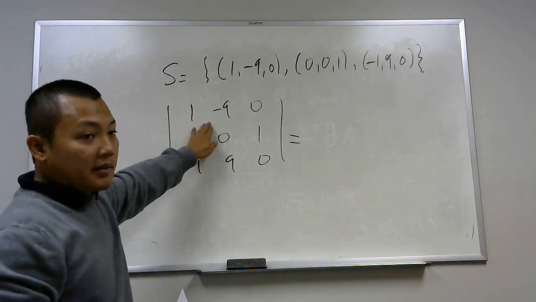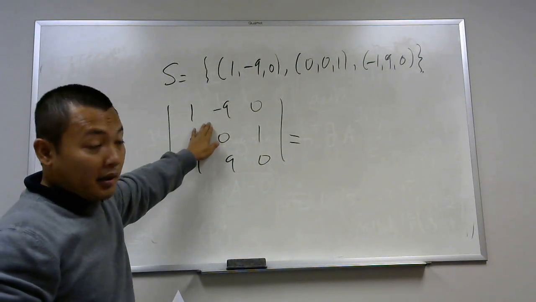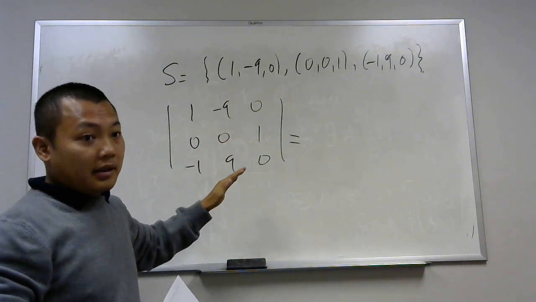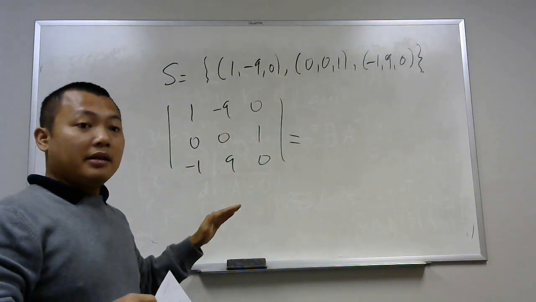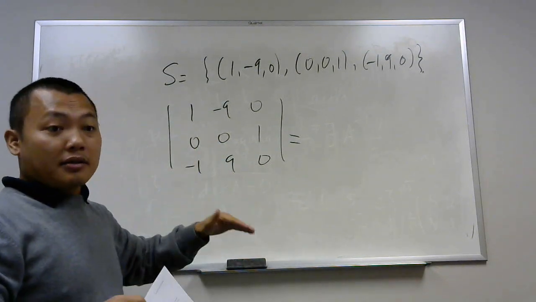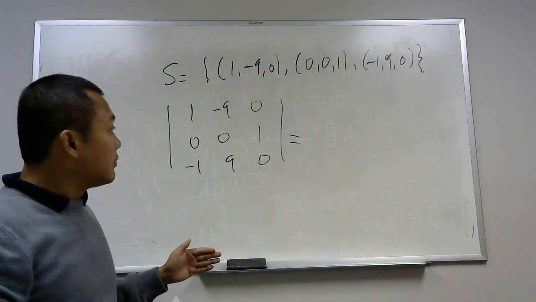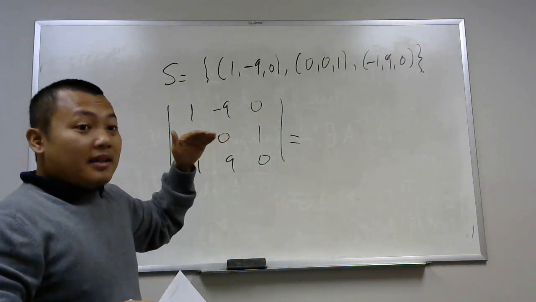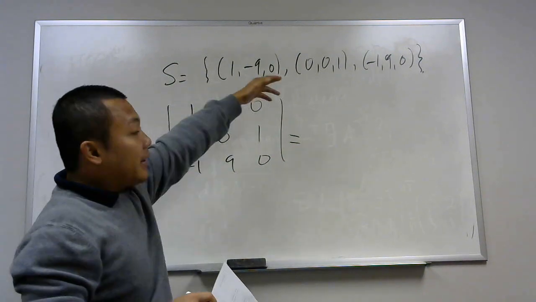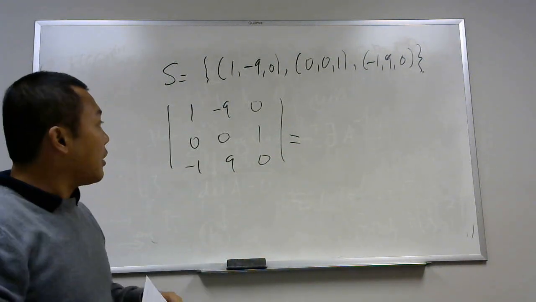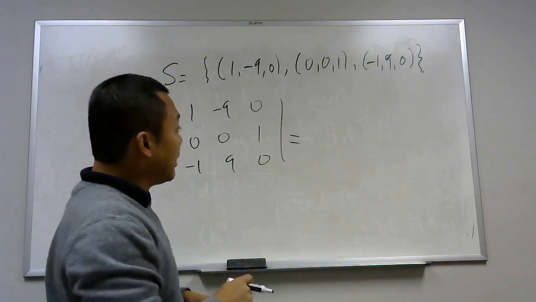If the determinant of this matrix is 0, it means this vector and this vector and this vector are not linearly independent. They are linearly dependent. So they cannot span the whole R3. Make sense? If the determinant is not 0, all three vectors are linearly independent. They span the whole R3. Alright? So let's check that.